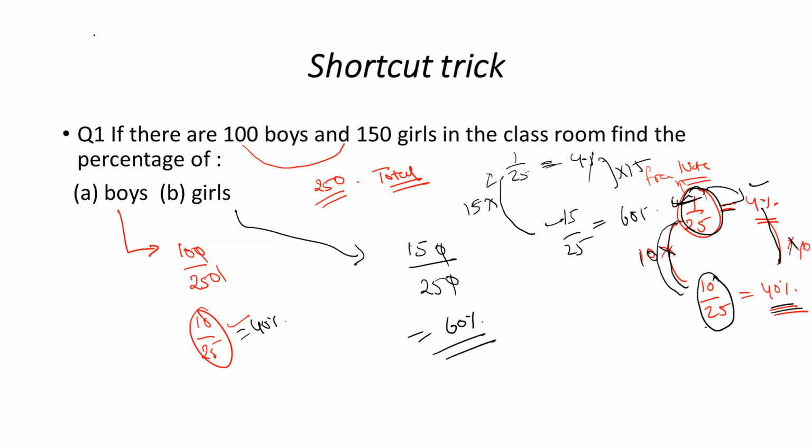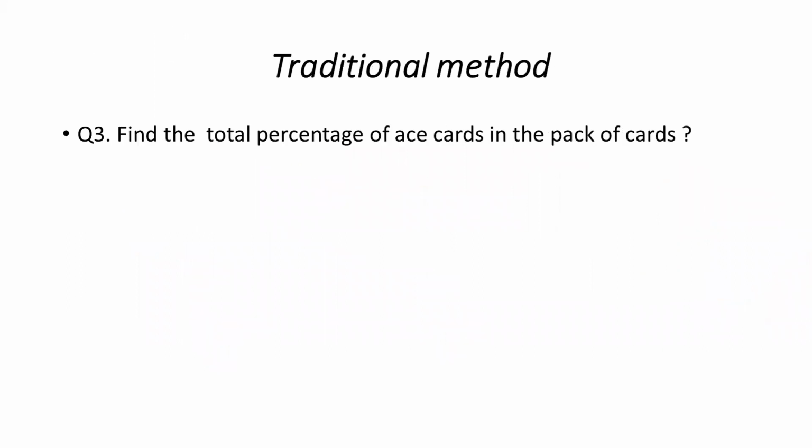In this question, we have seen this value: 1 by 25 is 4%. You have to note down this value in that chart. If it is not given in the chart, you should note it down here. So in this question, we have learned that 1 by 25 is equal to 4%. I hope this is clear to you. So we'll move to the next question.